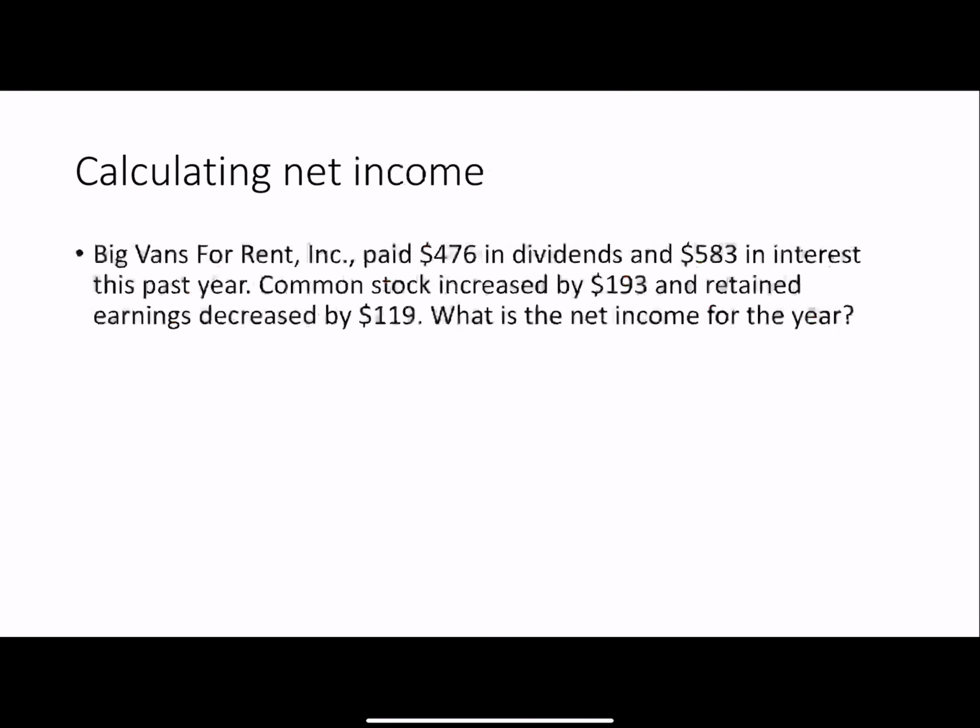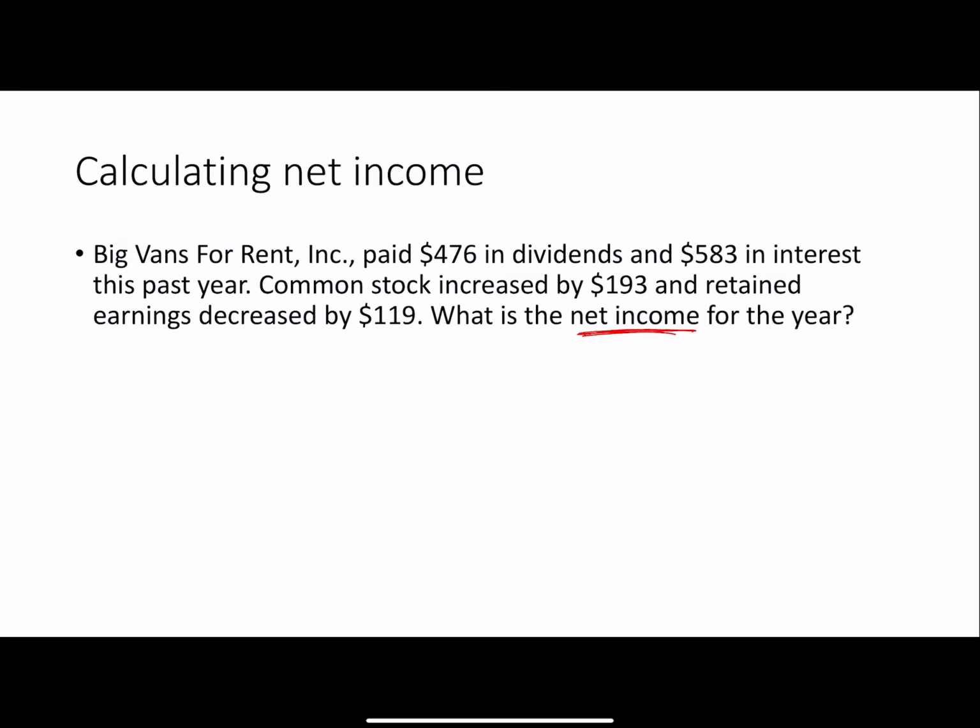All right. Next question, calculating net income. Big Vans for Rent paid $476 in dividends and $583 in interest this past year. Common stock increased by $193 and retained earnings decreased by $119. What is the net income for the year? All right, so this is interesting because we're given this information about dividends and interest and retained earnings, and we're being asked, what is the net income?